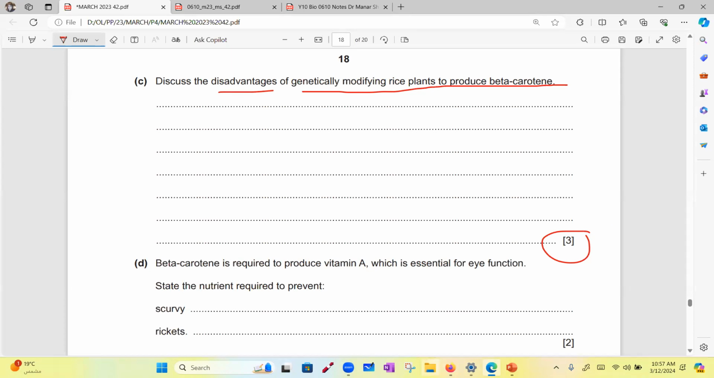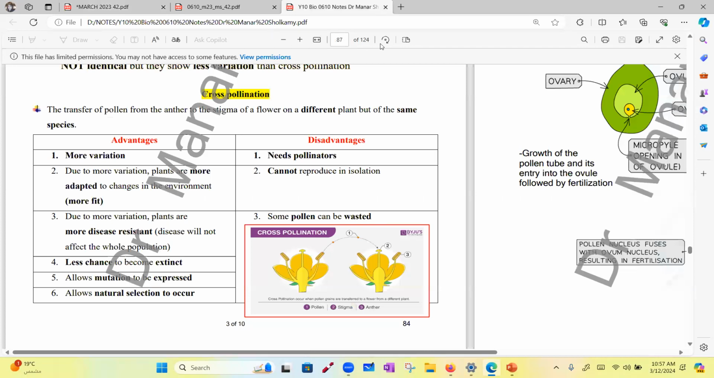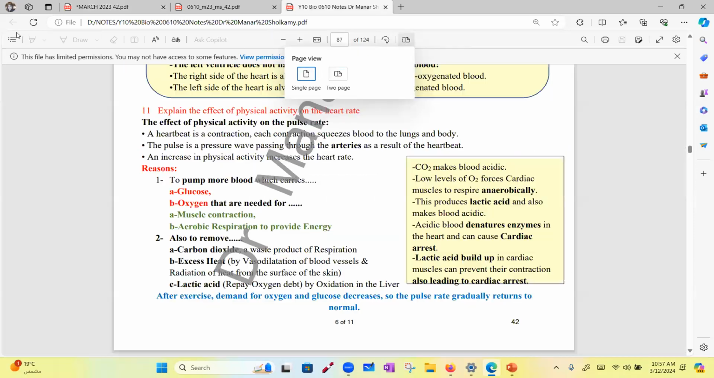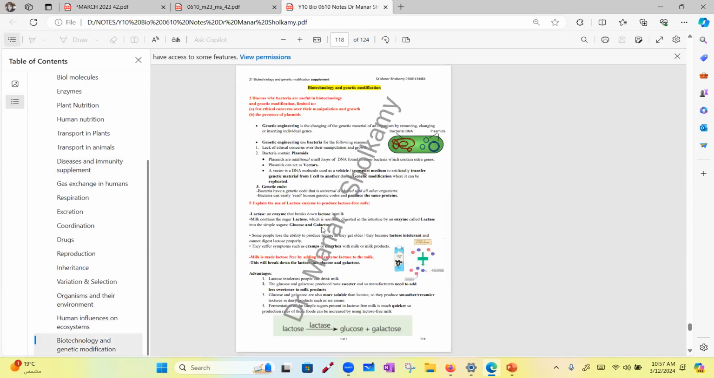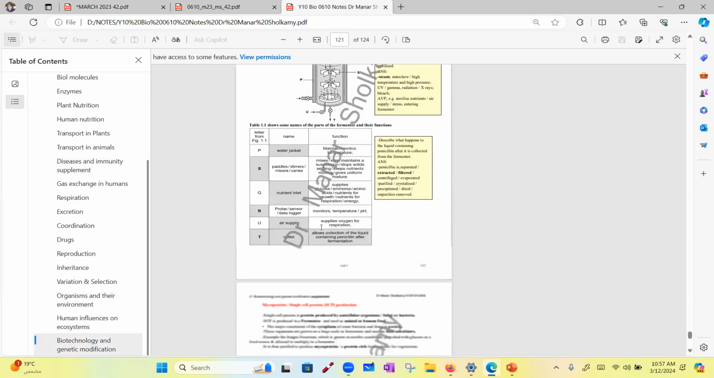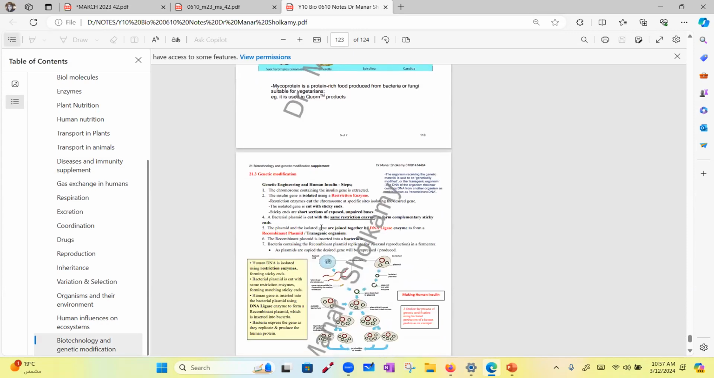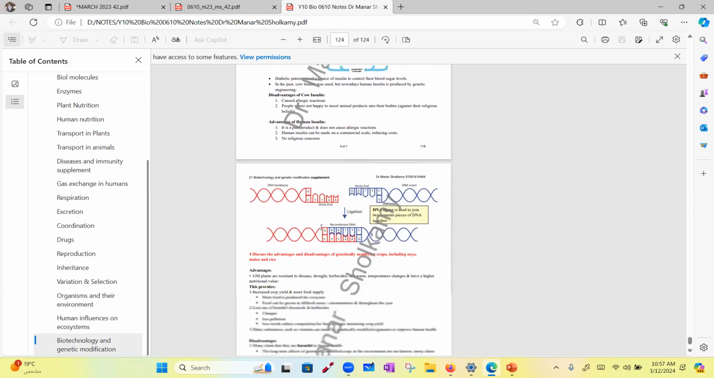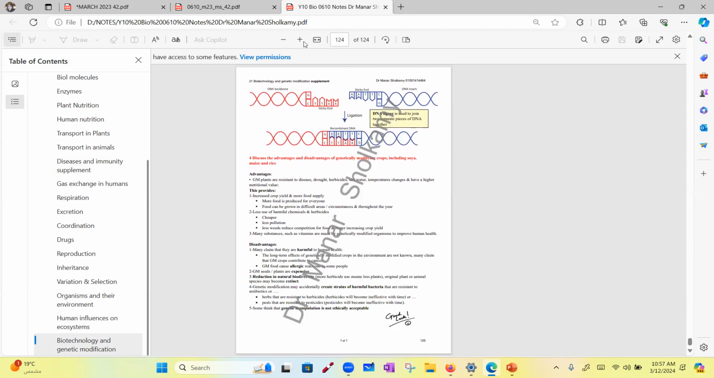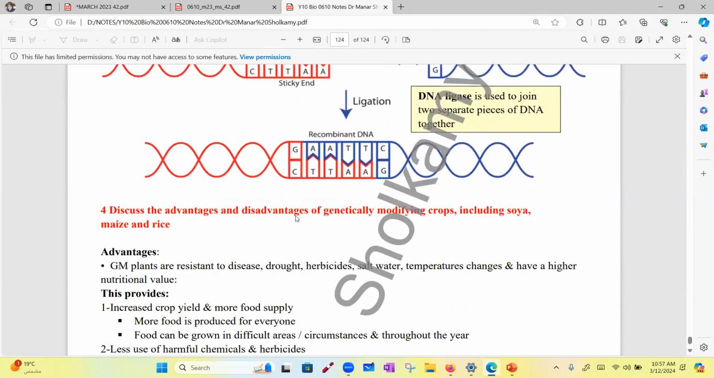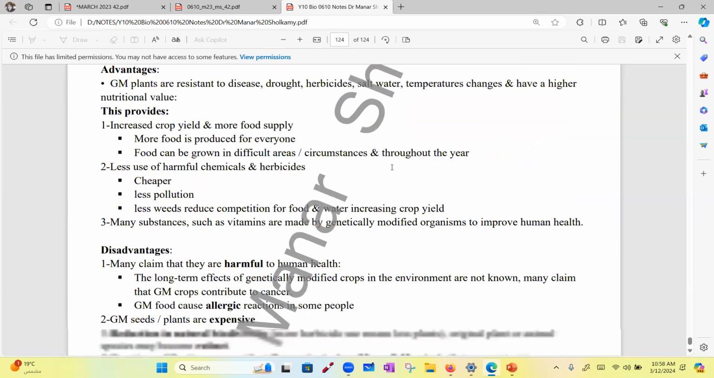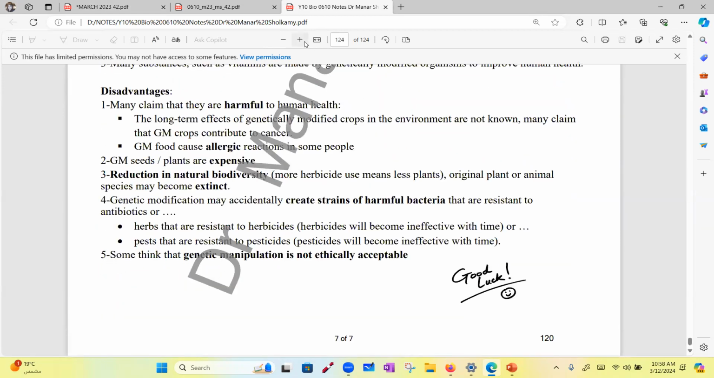Where is it written? One minute, I'll tell you now. It's written here. So we'll take the list as a whole. Again, all this is supplement. Because this is a clear objective that says the advantages and disadvantages of genetically modified crops. So you will write the disadvantages here.